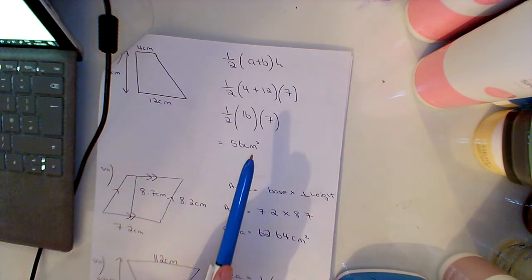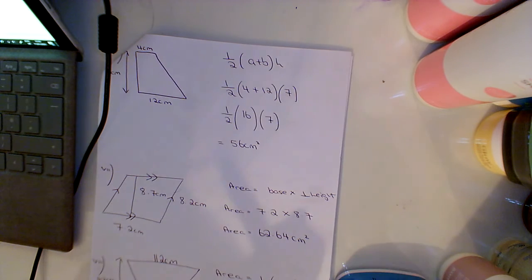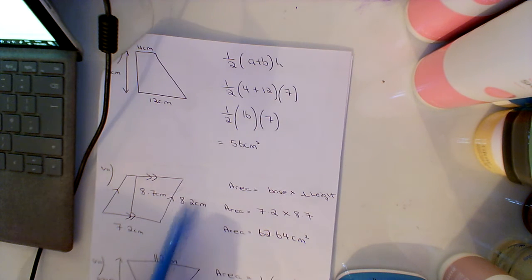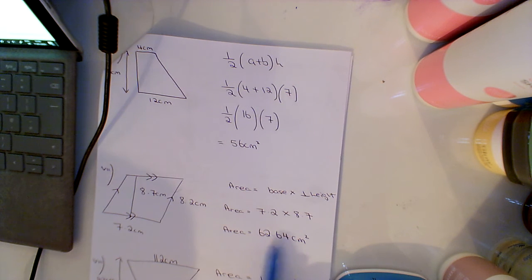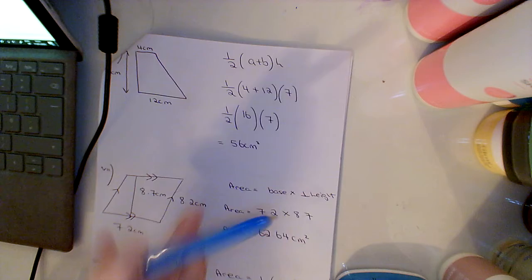For part 5, I have a parallelogram, so I was given all 3 pieces of information. My base and my perpendicular height have to go together. The reason why I can't use this as my base is because I don't know the perpendicular height that goes with it. So this is why I use 7.2 as my base, and my perpendicular height is 8.7 centimeters. So my area is equal to 62.64 centimeters squared.